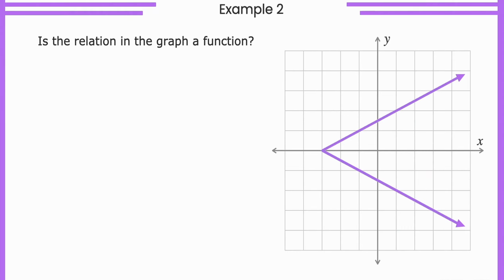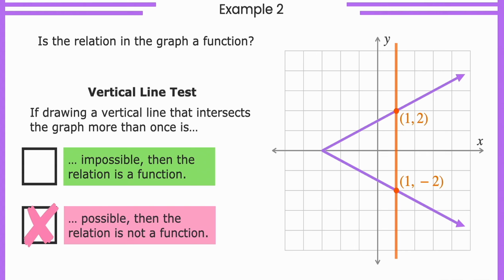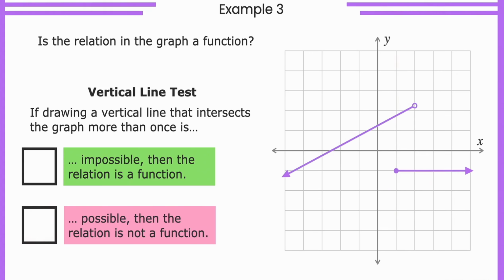Once again, we'll use the vertical line test to determine whether this relation is a function. As we move our vertical line across the graph, it looks like we are touching multiple points at the same time. For example, when x equals 1, there are 2 corresponding y values, either positive 2 or negative 2. So since an input is paired with more than one output, this is not a function. Nice job! This graph shows a piecewise relation.